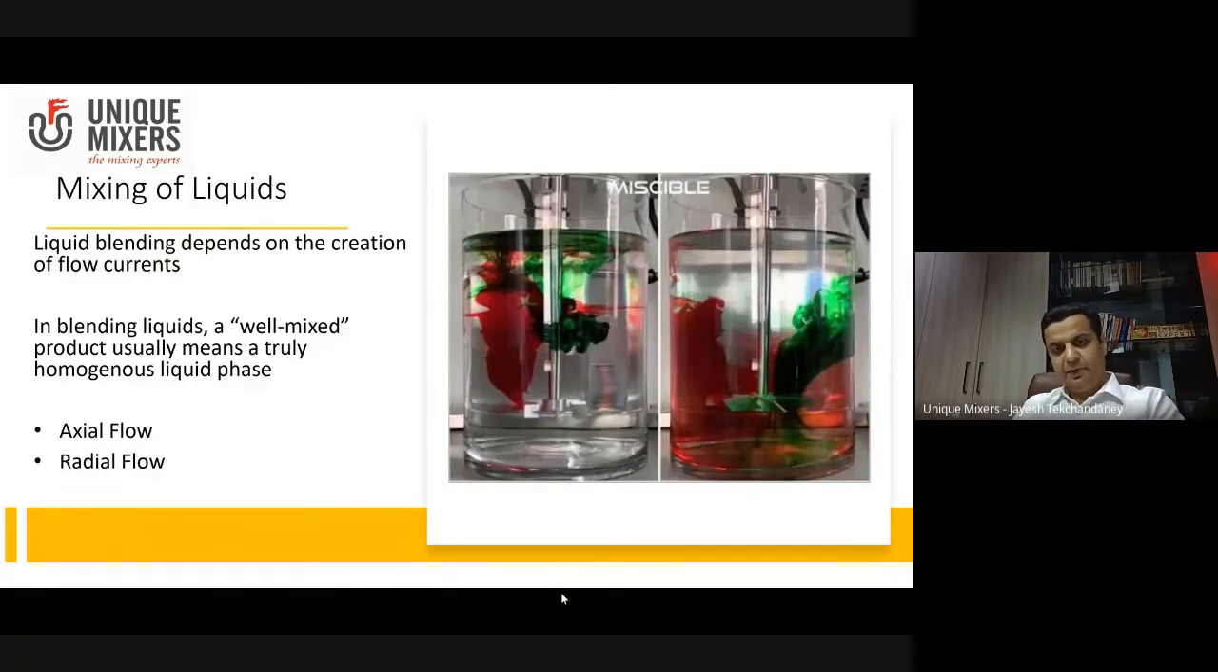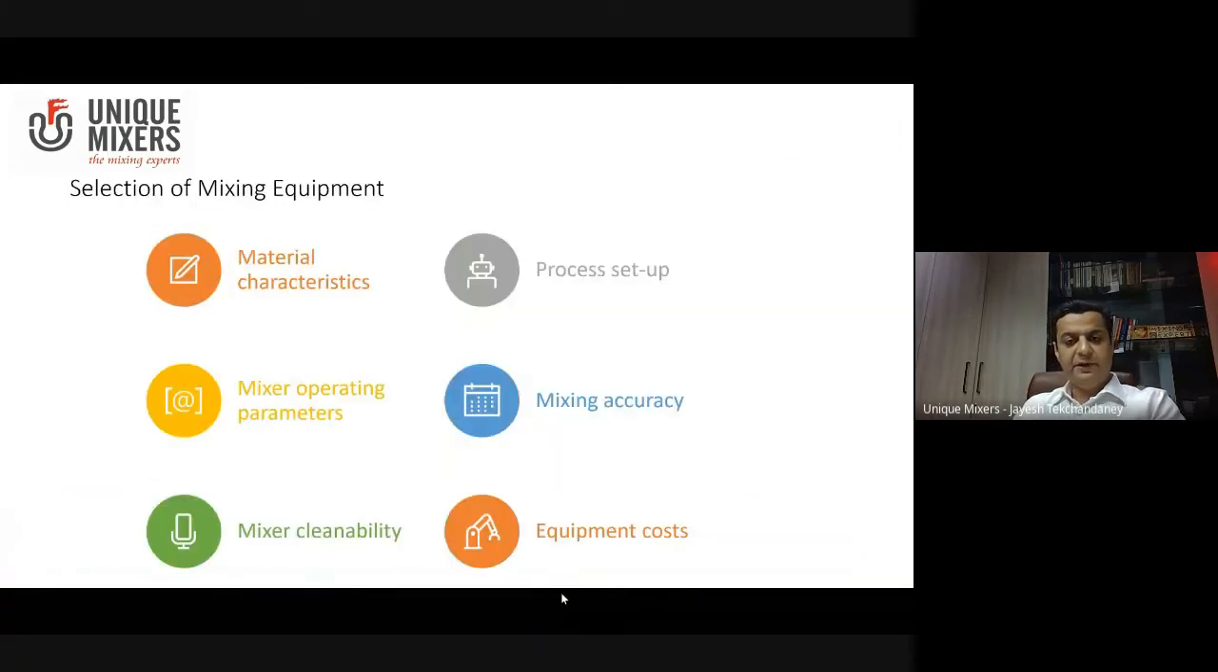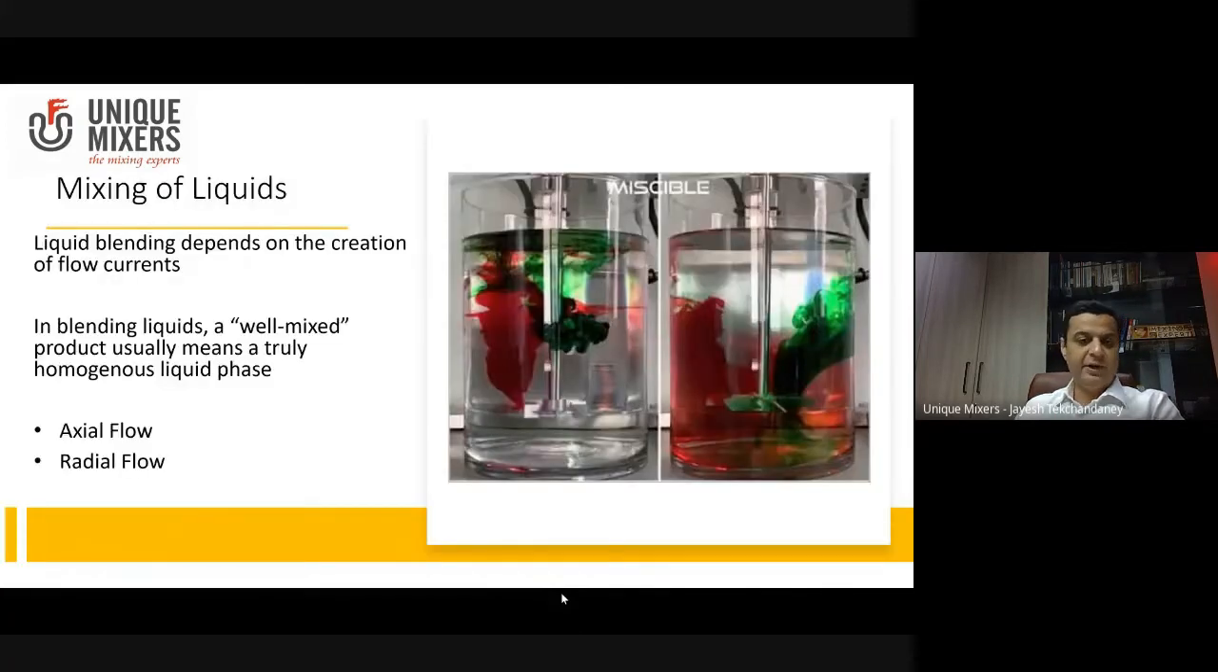So, as we talked about here, we talked about material characteristics. When we talk about material characteristics, you could have liquids, you could have solids, or you could have viscous materials. And the process of mixing in liquids, in solids, and in viscous applications is very different.